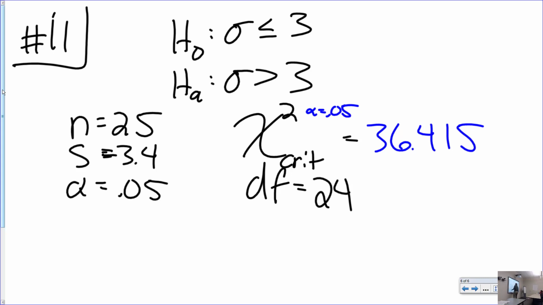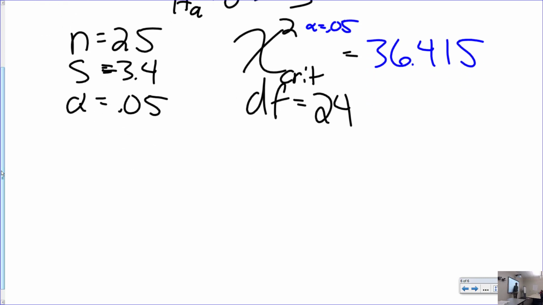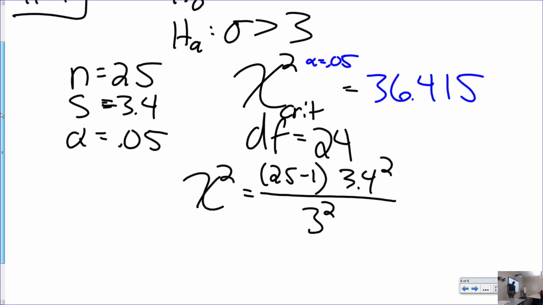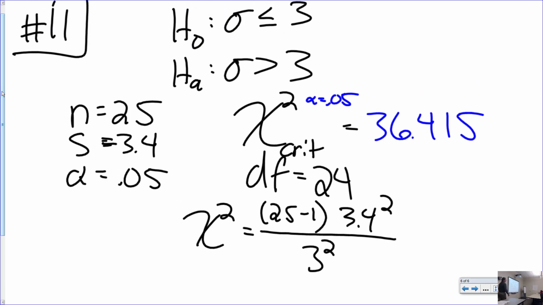And what is our chi-squared actual statistic? Don't forget to square the numbers. Remember that our test was testing standard deviation, but our chi-squared is always based off of a square value, a variance value, if you will. So make sure you square the numbers.